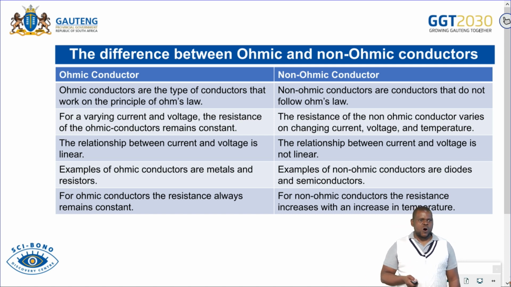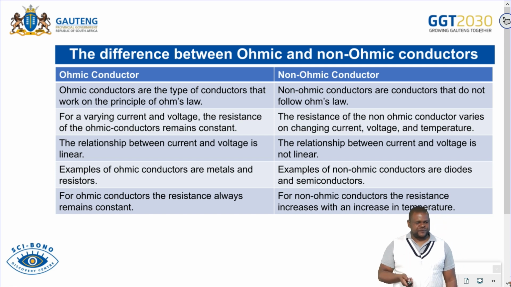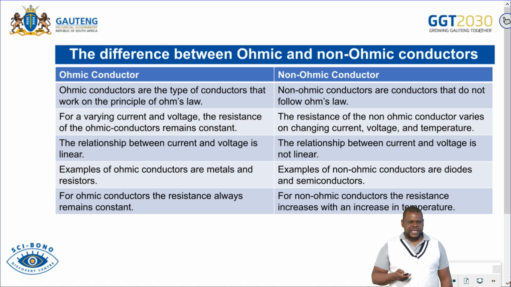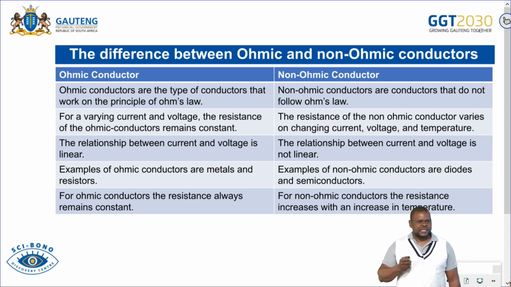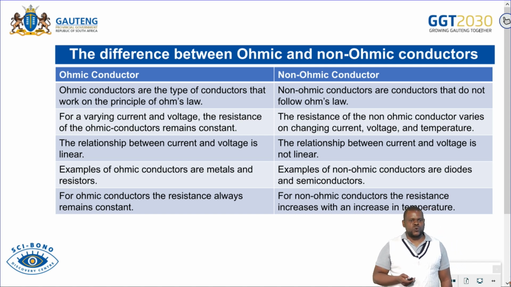Number four, we say examples of ohmic conductors are metals and resistors. Grade 11s, please write this down so that when they ask you to give examples of ohmic conductors, you are able to give these two examples, which are metals and resistors. Okay, for non-ohmic conductors, examples are diodes and semiconductors. Are we together, grade 11s? Yes. Write this one down also, because in the exam, when they ask you to give two types of non-ohmic conductor, you are able to say diodes and semiconductors. Number five, for ohmic conductors, the resistance always remains constant. And for non-ohmic conductors, the resistance is always increasing, and the temperature also will increase.